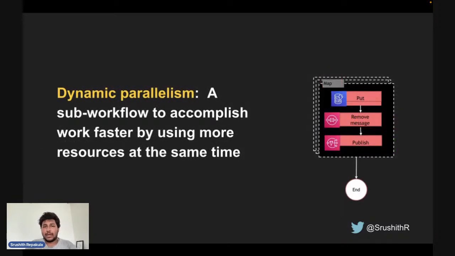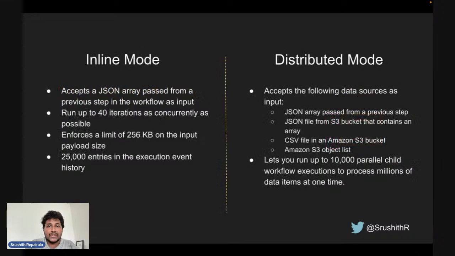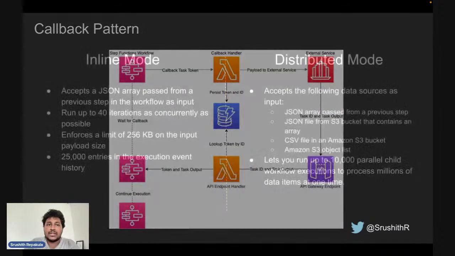Then we have the dynamic parallelism. So here, this is where I wanted to talk about the map function, the map state available from Step Functions, right? So here what you can do is you can have a sub workflow to accomplish work faster by using more resources at the same time, right? So here you have, again, let me show you that example. Yeah, okay. I'll show you that example once I cover this one.